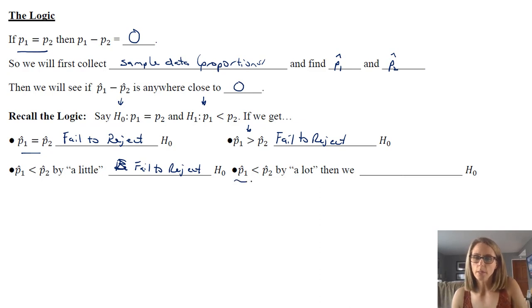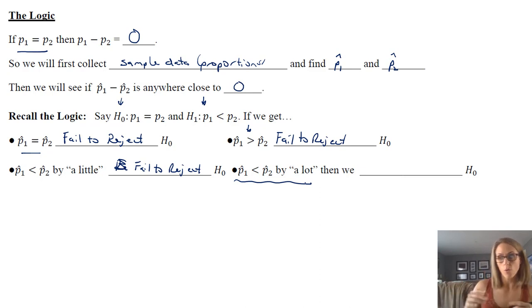And this is really the key thing that we want to have happen. We want to have enough evidence to say, oh yes, here's our sample evidence, and look, P1 hat is really less than P2 hat. So we have this significant, sufficient evidence to support the alternative. So in that case, we could reject H naught. So that's really the only situation where that's going to happen.